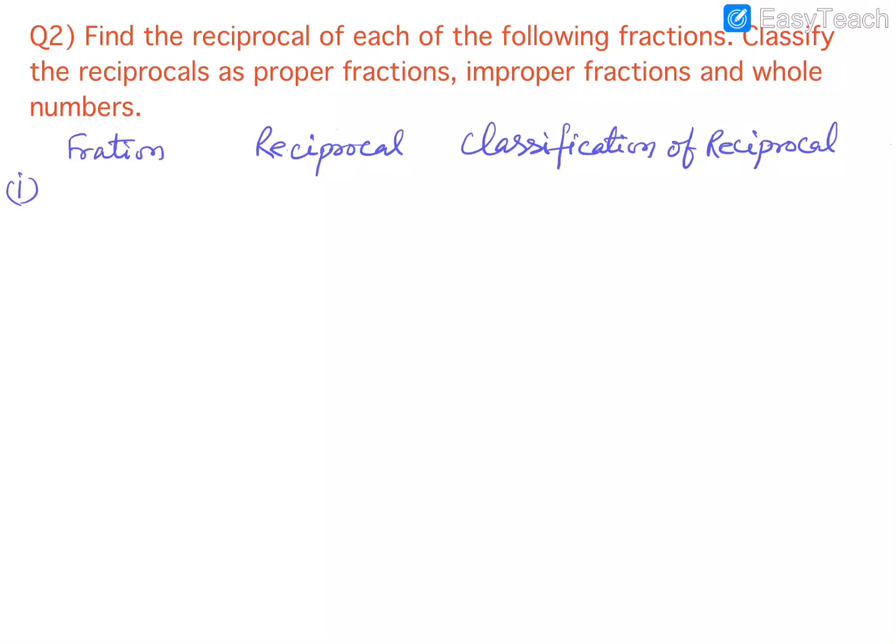Now question number 2. Find the reciprocal of each of the following fractions. Classify the reciprocal as proper fraction, improper fraction and whole numbers. Here in the first part, the fraction is 3 by 7. We have to find its reciprocal, which becomes 7 by 3. And now this is an improper fraction. So we write it as an improper fraction.